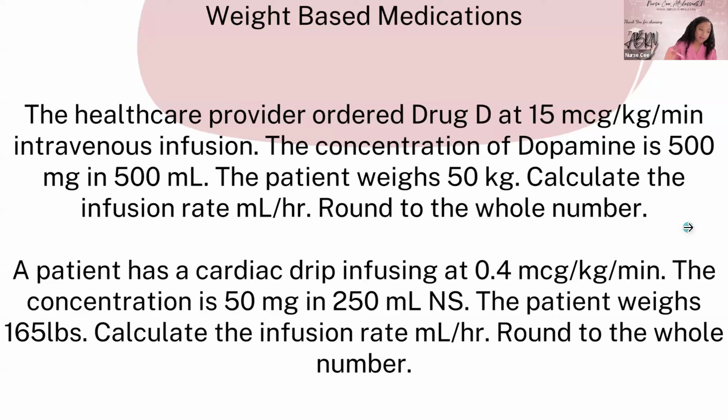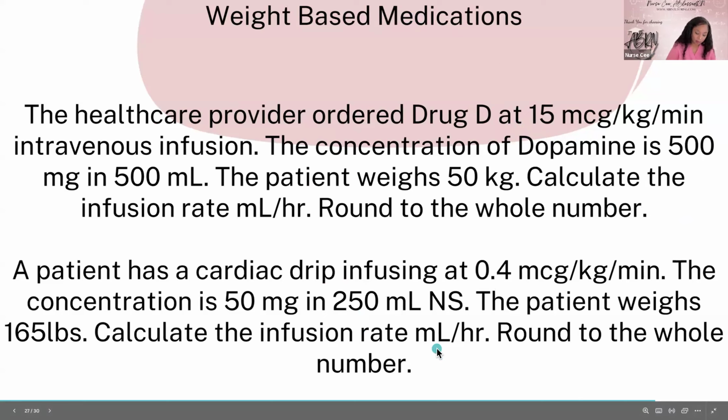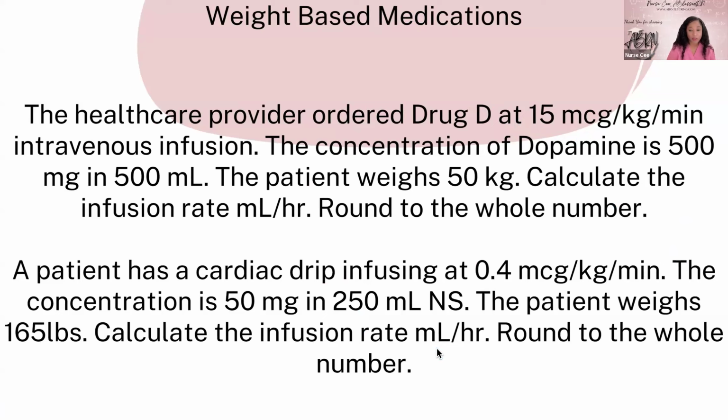Okay. Now this is my favorite, weight-based, okay? These are going to be similar to your pediatric problems, okay? So the healthcare provider ordered drug D at 15 micrograms per kilogram per minute intravenous infusion. The concentration of drug D, which is going to be dopamine in this case, is 500 milligrams in 500 milliliters. The patient weighs 50 kilograms. Calculate the infusion rate in milliliters per hour, and we're going to round this to the whole number.